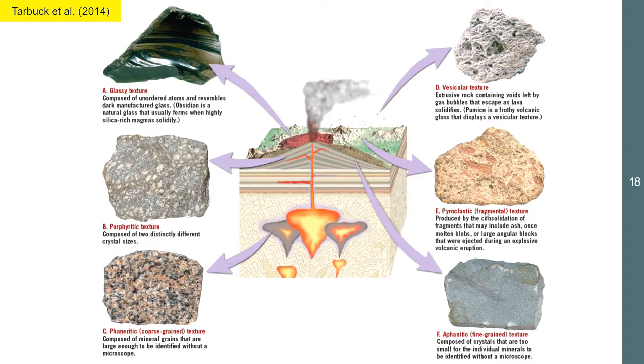Then you have your pyroclastic or fragmental texture types of igneous rocks. These used to be molten blobs that cooled down, and they were ejected during the volcanic eruption, here. And then aphanitic or fine-grained texture. These are formed somewhere here on the volcano surface. They are composed of crystals that are too small for the individual minerals to be identified without using a microscope. So all of these are very interesting types of igneous rocks, and this is where they most probably were created.